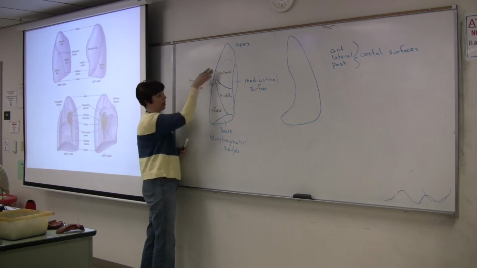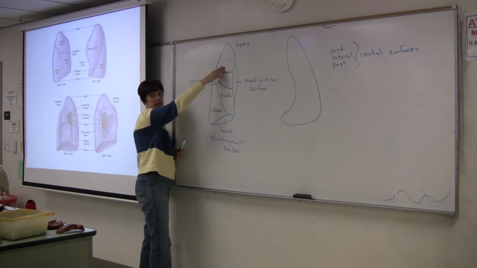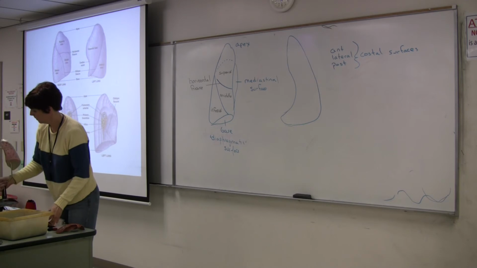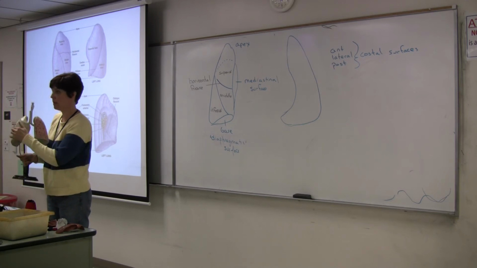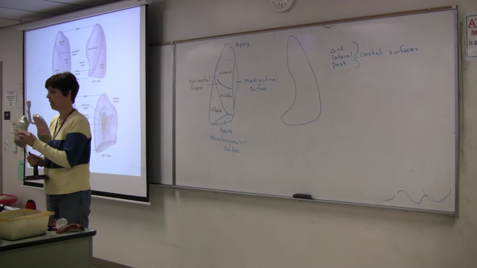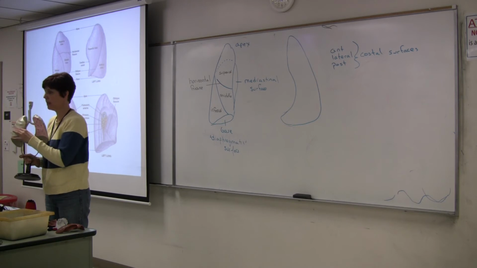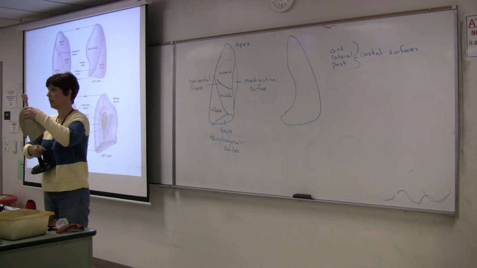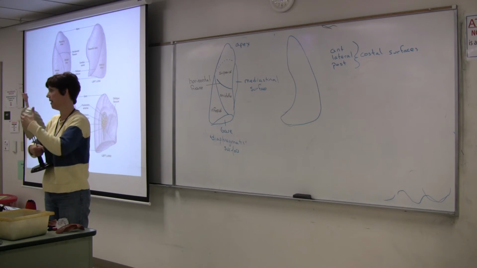And it actually goes all the way around to the back. Okay, so looking at this model, here would be the horizontal fissure, right here. And here's the superior lobe and the middle lobe. Here is the oblique fissure going around to the back. So this part of the lung on the right side is the superior lobe. All of the rest of this is inferior.